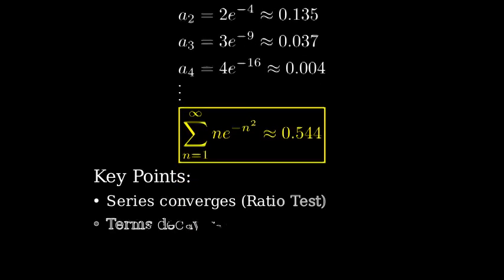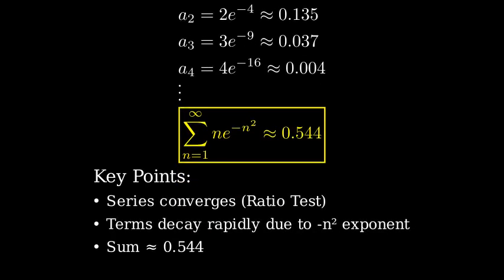In conclusion, we've shown that this series converges using the ratio test, visualized its rapid convergence, and found its approximate sum. The key insights were using the ratio test for convergence and recognizing the rapid decay of the terms due to the negative n squared in the exponent.